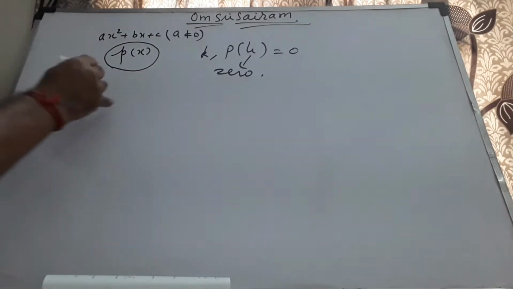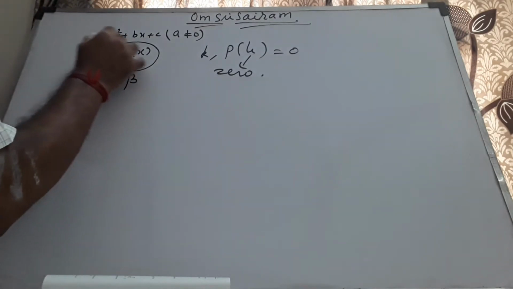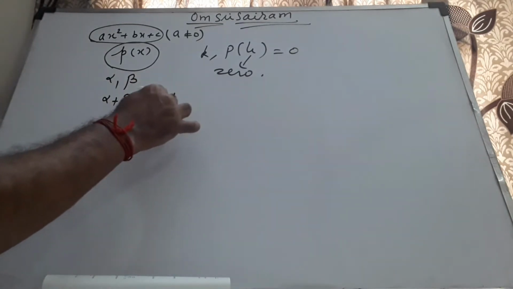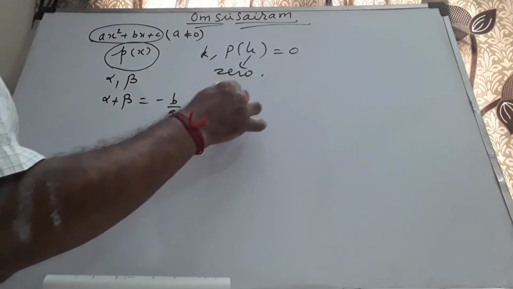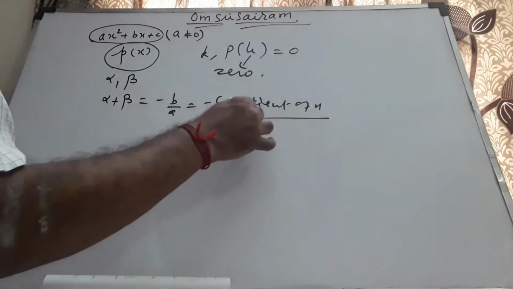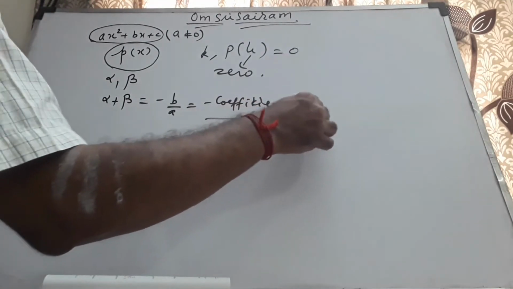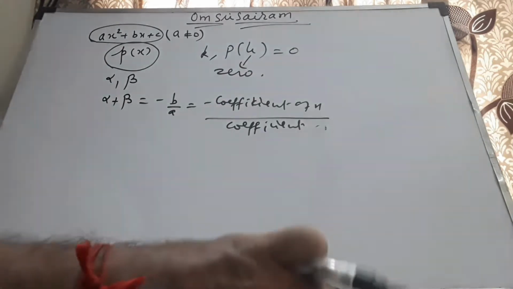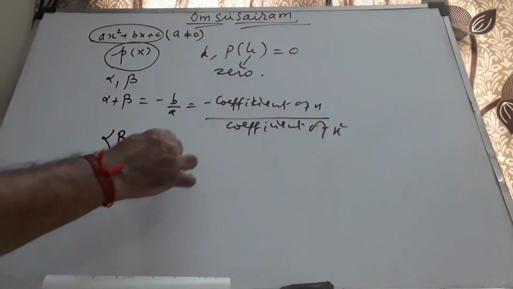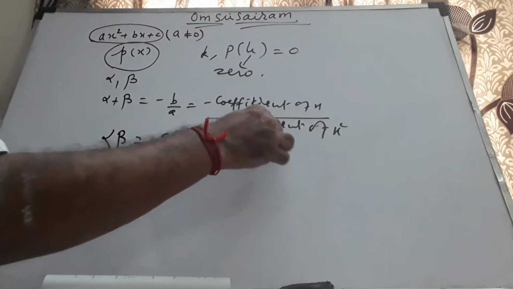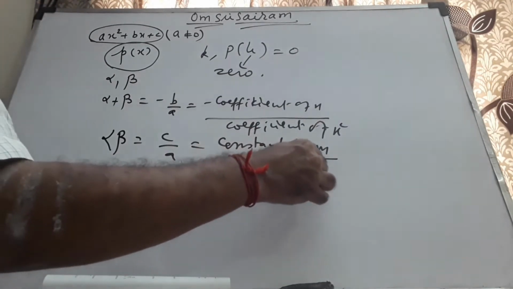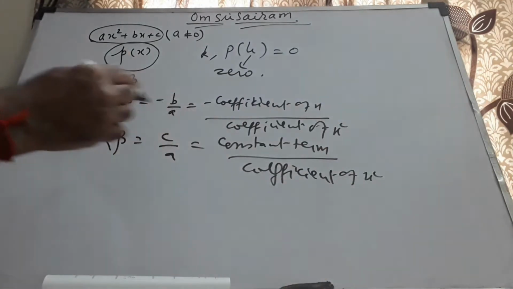If alpha, beta are the zeros of this quadratic polynomial, then we have seen alpha plus beta is equal to minus b by a, that is, minus coefficient of x by coefficient of x square. We have seen the proof of these things already. Alpha beta is c by a, which is the constant term by coefficient of x square.